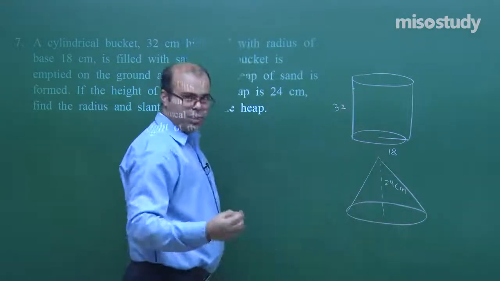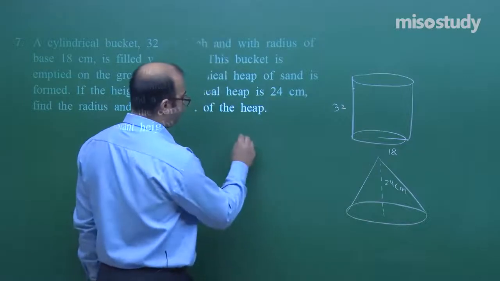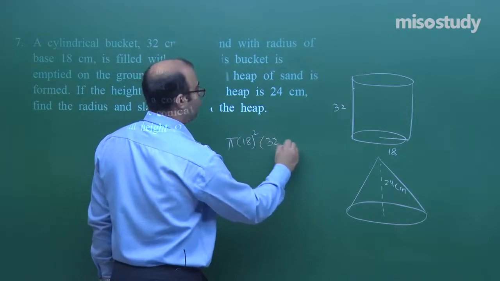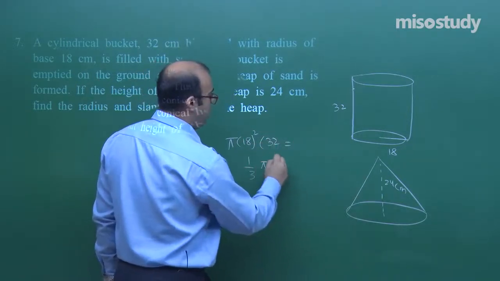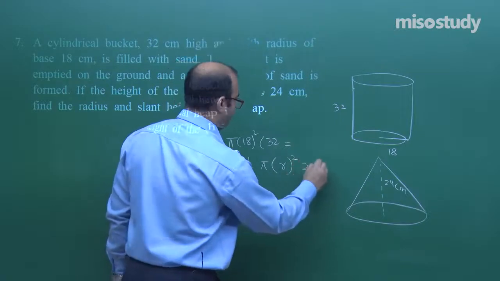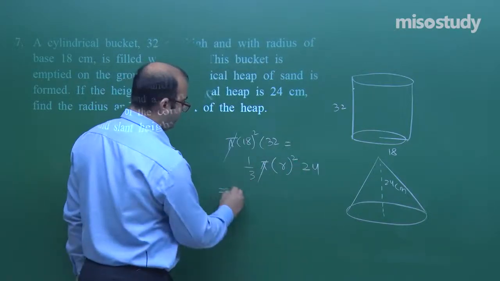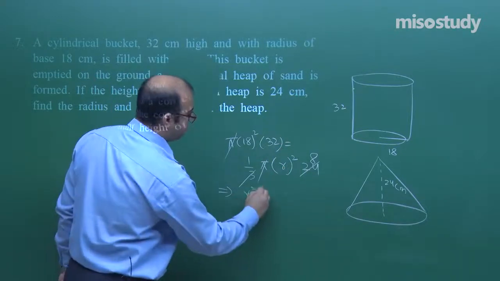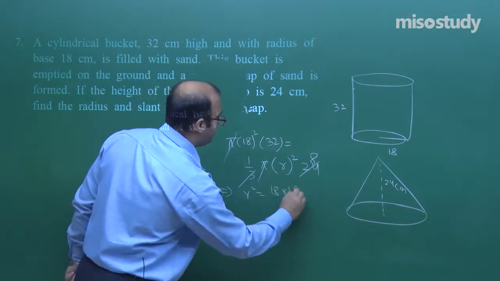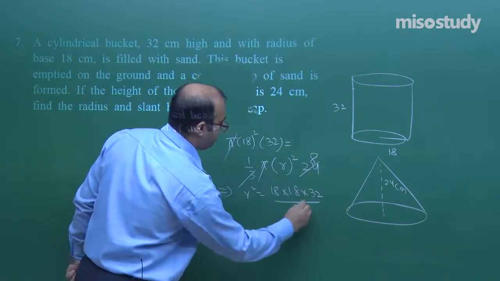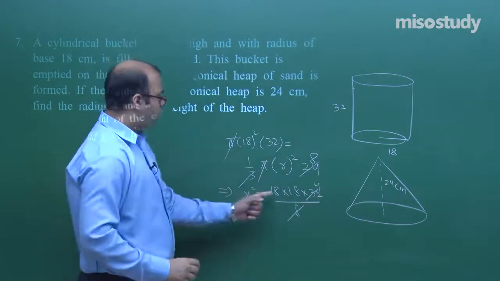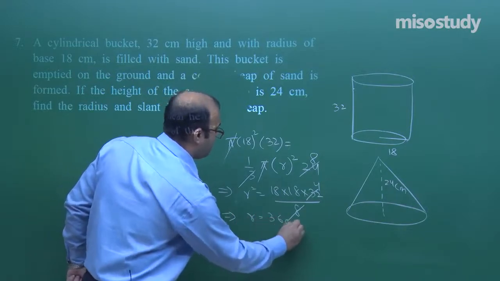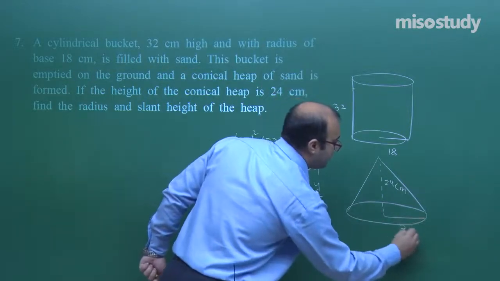So the volume has to be the same; the same sand comes here. So the volume here is pi r square into h. This is equal to the volume of the cone, 1 by 3 pi r square h, where r we don't know, h is 24. So here pi will cancel of course, and 3 8s are 24. So r square is equal to 18 into 32 upon 8. Now 8 4s are 32. So when we take the square root, we will get 18 and 2. So the radius is 36 centimeter. The radius which we get as the answer is 36 centimeter.